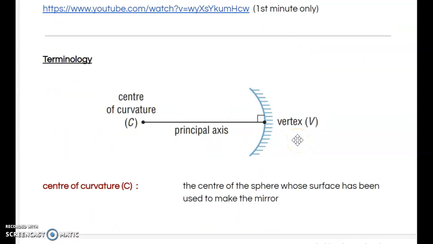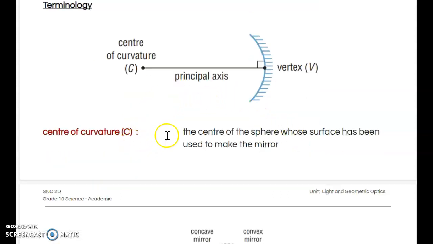Some terminology that we're going to need to know for both concave and convex mirrors. The first thing is your center of curvature. Your center of curvature is the center of the sphere whose surface has been used to make a mirror. Your center of curvature is like the radius. So pretend this mirror went around in a full circle. This would be the center of that circle. You also have your principal axis. Your principal axis is this line right here. That's the one line right there.